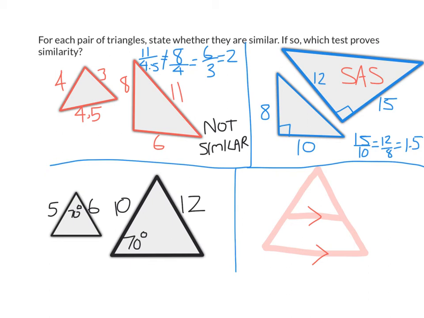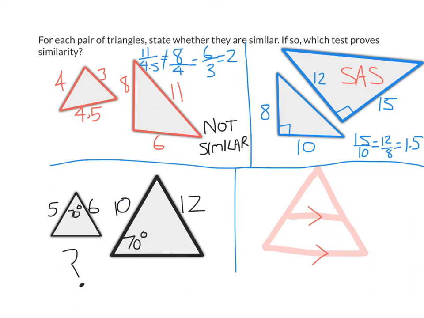Now, we can't use any of the other tests. The AAA test won't work. We don't have enough angles. We can't use SSS because we don't know these two sides, and we can't use RHS because they're not right-angled. So here, we actually don't know whether or not they're similar. We can't tell. We can't use the SAS test. That doesn't mean they're not similar. It just means there's not enough information.